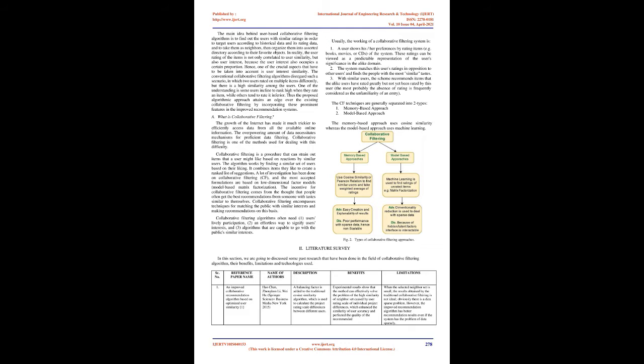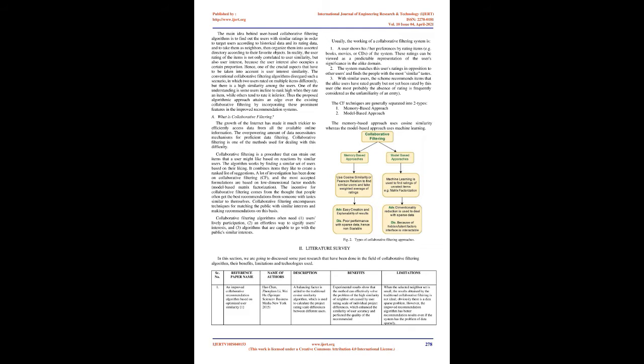2. Literature survey. In this section, we are going to discuss some past research that have been done in the field of collaborative filtering algorithm, their benefits, limitations, and technologies used. Serial number. Reference. Name of paper. Description. Benefits. Limitations. 1. An improved collaborative recommendation algorithm based on optimized user similarity.